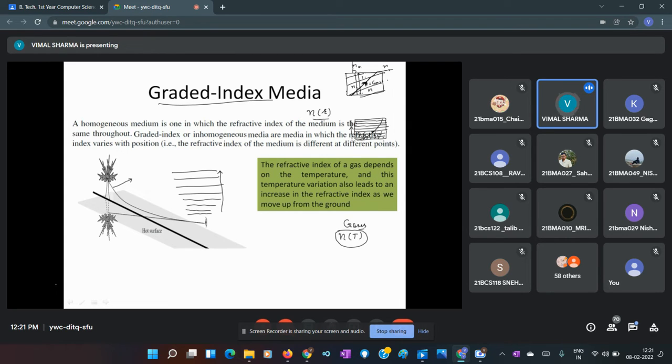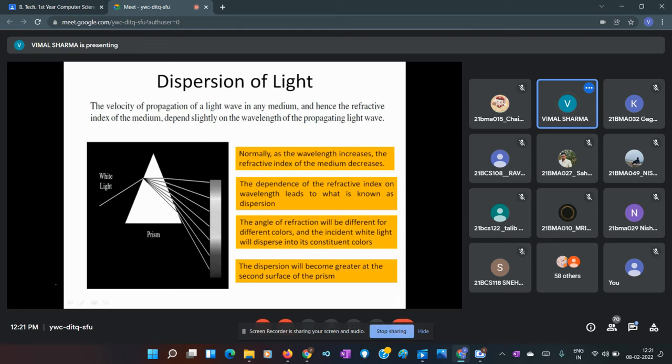Why are we discussing this in so much detail? Because this is also what we will see in optical fiber. We have two types of optical fibers: graded index optical fibers, and step index optical fibers. So we'll see this effect there as well, and due to this effect, how we can transmit our signal, we'll also discuss in detail.